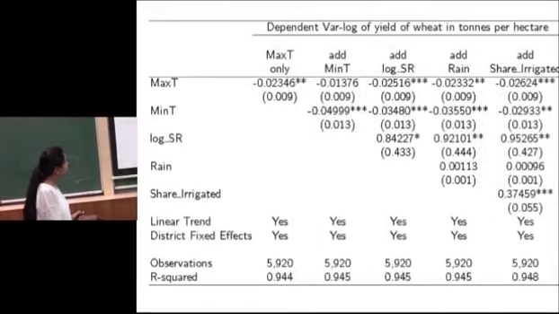With solar radiation, the results are not so robust as we move from one specification to the other. Similarly for minimum temperature. So when the linear trend is replaced by linear trend by state, we lose significance.